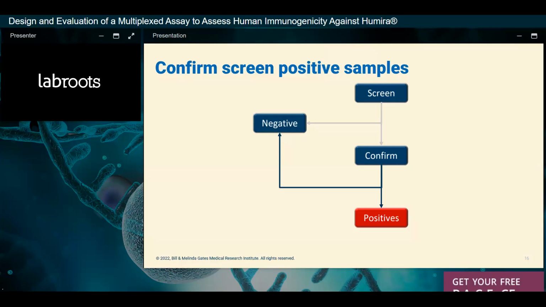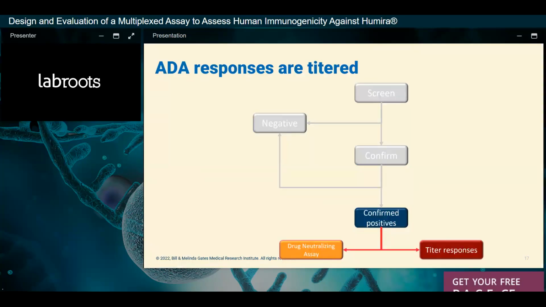Samples that have been confirmed positive for these anti-drug antibodies, you then have to go on and do further analysis of those samples. You usually have to titer those antibody responses so you can get an idea of the magnitude of anti-drug antibodies that are present. And sometimes you'll have to do an assessment to see if these antibodies are interfering with your drug's function. These are referred to as drug neutralizing assays. So you start with a screening assay and you confirm it, then you typically do a titer, and sometimes you have to do these drug neutralizing assays.